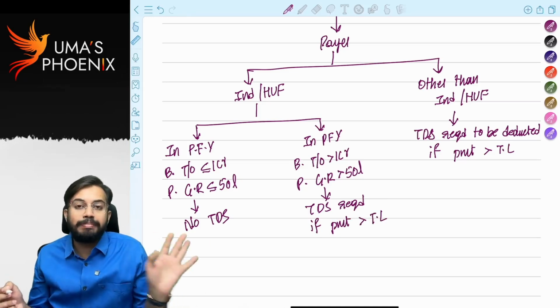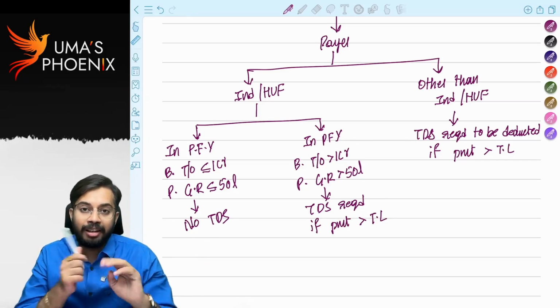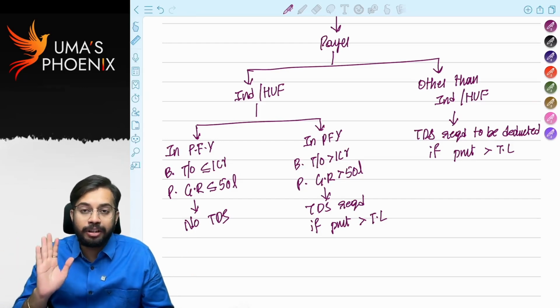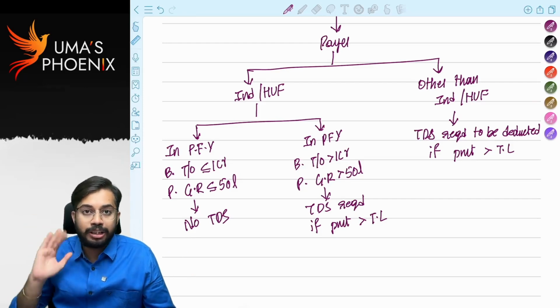Very simple as that. 5 sections. What are they? 194C, H, A, I, R, chair. Under these sections, if payer is other than individual or HUF, then payer is mandatorily required to deduct TDS if payment crosses threshold limit.